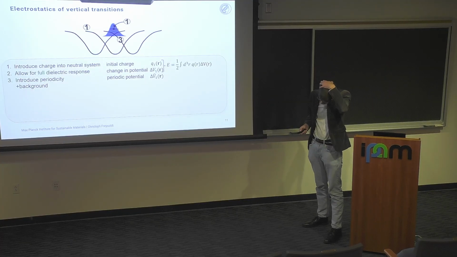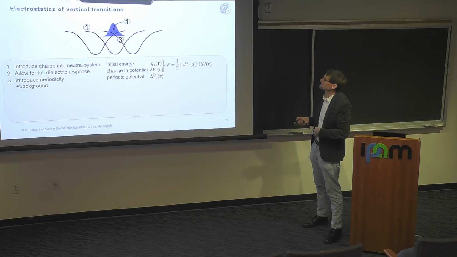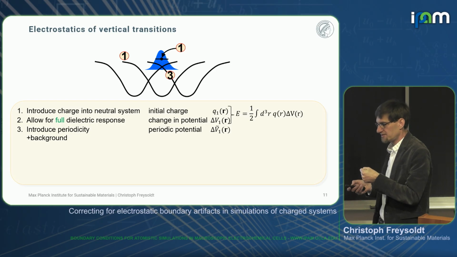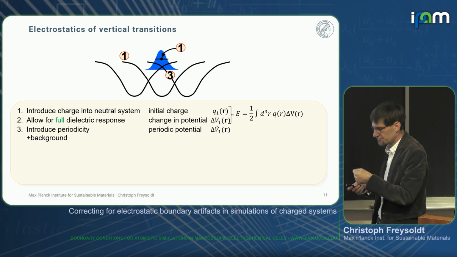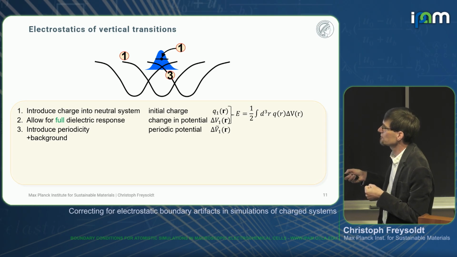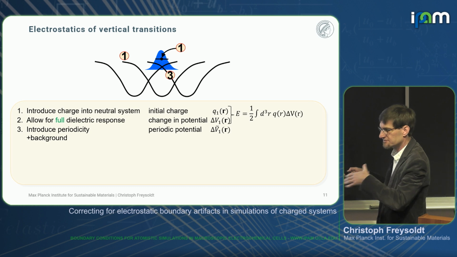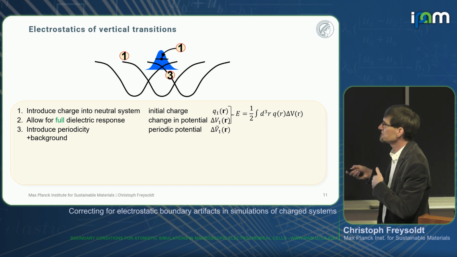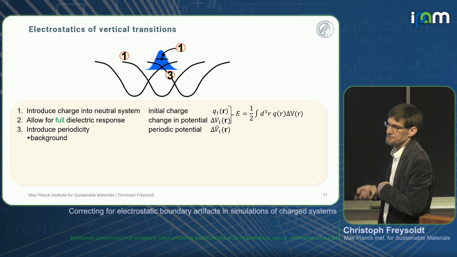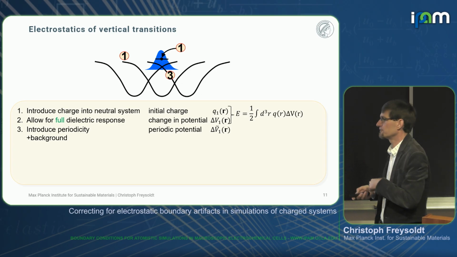Okay, so how do we construct corrections in this case? Let's go back to the scheme. Let's first start with the case where we have the configuration in the fully relaxed minimum. So that is basically the same that I said before. We introduce a charge into a neutral system, allow the full dielectric response. Ions relax, electrons relax. We get a change in the potential. We introduce periodicity in background. And from this, in principle, we can construct the energy correction for the minimum.